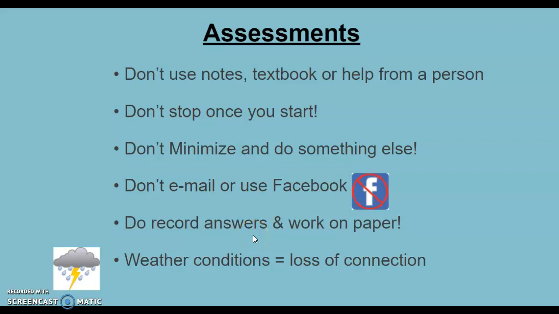I do suggest, as you are working through your tests and quizzes, to have a piece of paper and just record your answers. Sometimes in the summer we have thunderstorms, and you can potentially lose connection. Hopefully this does not happen very often, but if it does, you want to have all of your answers recorded.